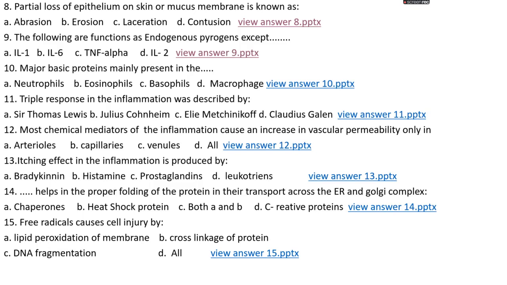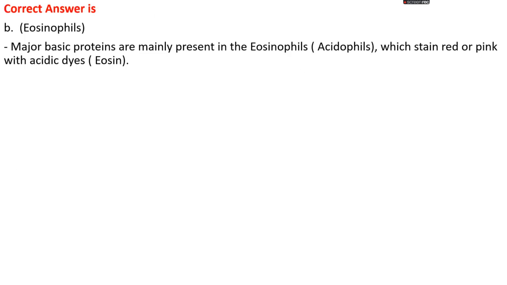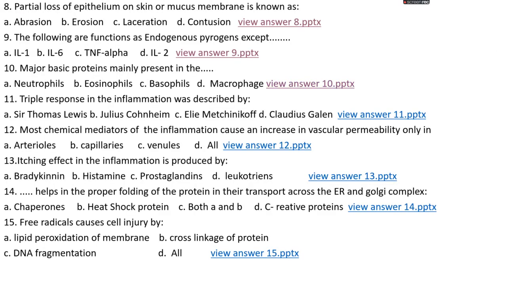Okay. Question number 10. Major basic protein is mainly present in: option A, neutrophil; option B, eosinophil; option C, basophil; or option D, macrophages. The right answer is option B, that is eosinophil. Major basic protein is mainly present in eosinophil, an acidophil, which is stained red or pink with acidic dye, that is eosin. Okay.